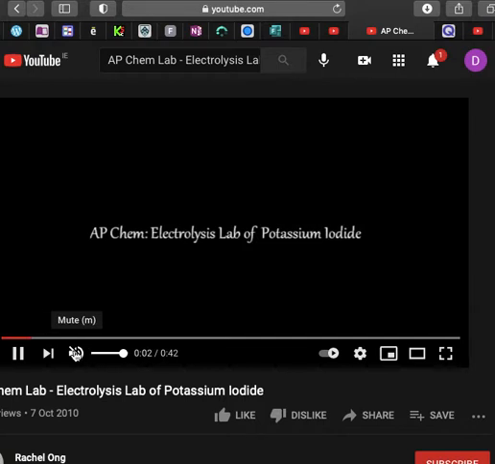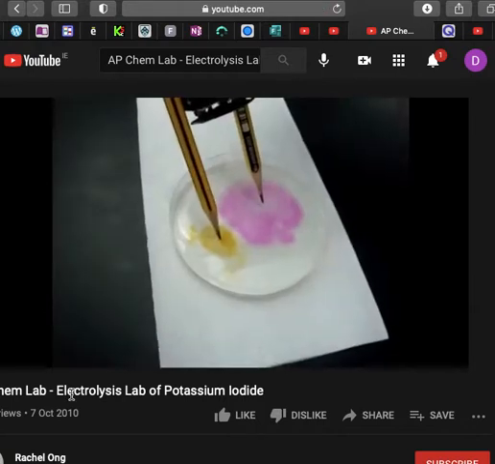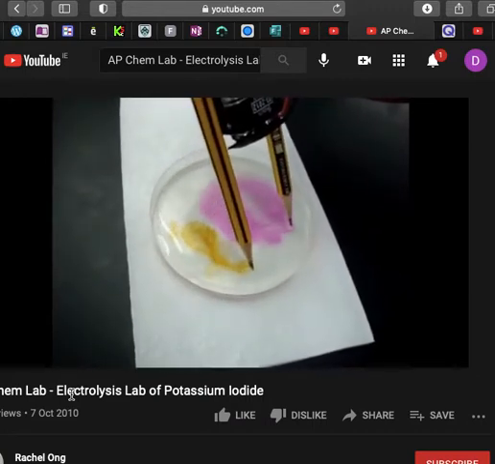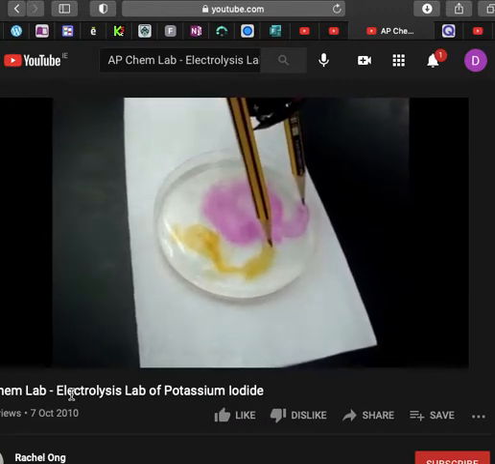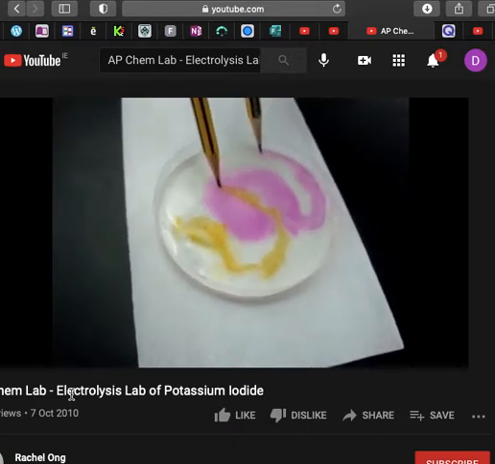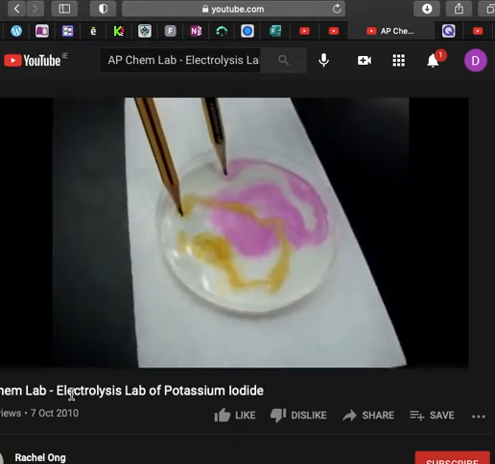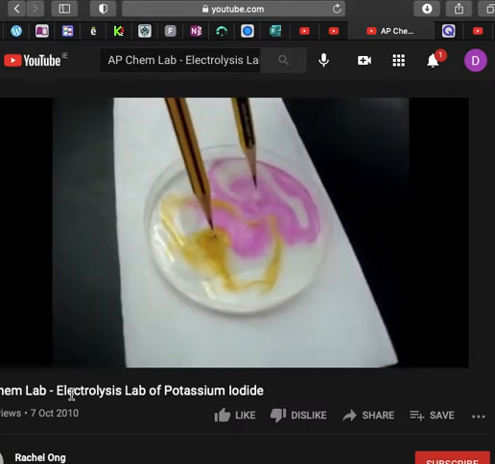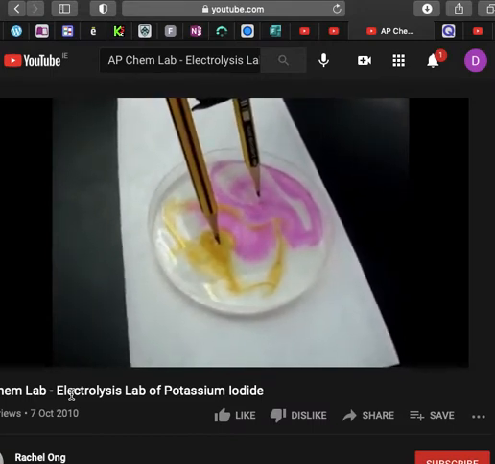They are using pencil lead here. They're using graphite. So the left pencil with the yellow is the anode, and the pink pencil is the cathode. So what might you know that's yellow-orange, bearing in mind we have potassium iodide in there and water?